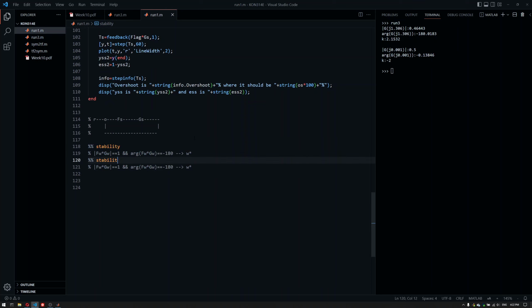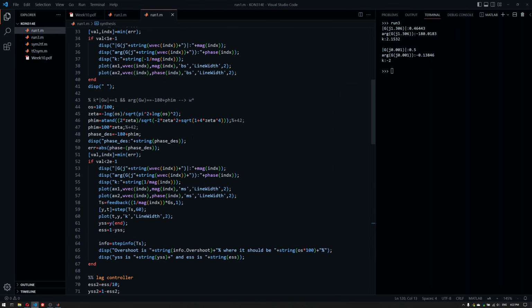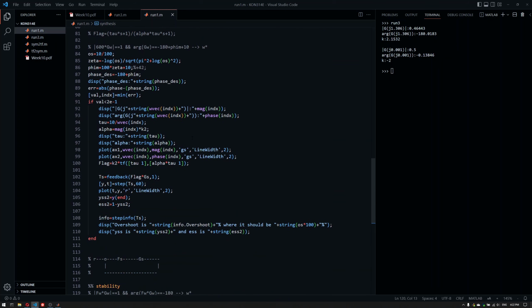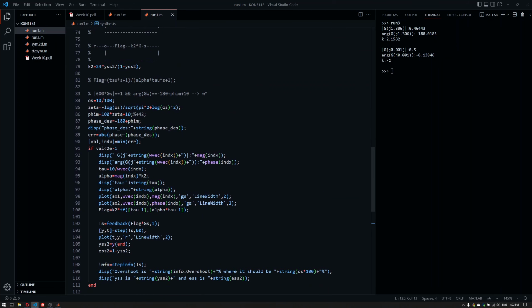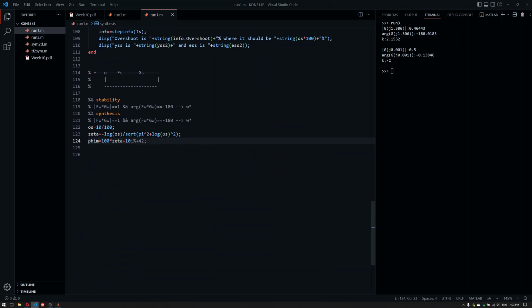If it is a synthesis problem, then you also need to maybe use, where is it? Let's just take this part here. If it's a synthesis problem, you might want to look for overshoot, for zeta, for a phi m.